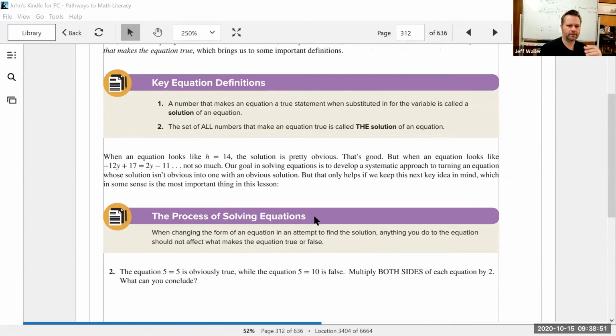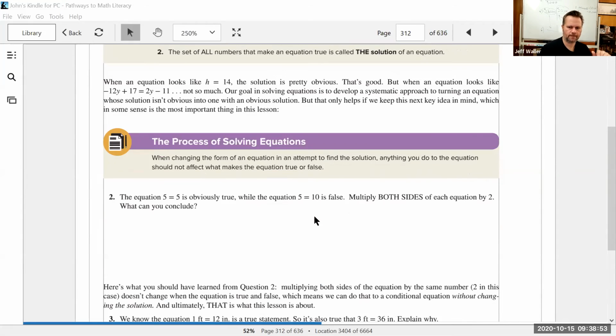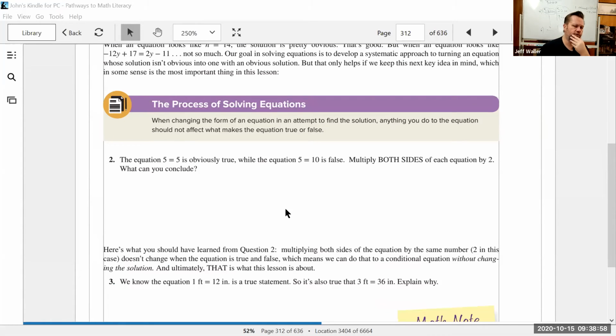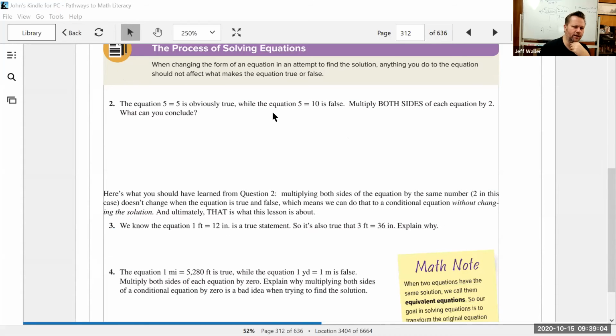Let's see. Oh, yeah. This is not a bad thing here, number 2. And number 3, well, okay, this is getting at an idea. This is a very interesting idea.